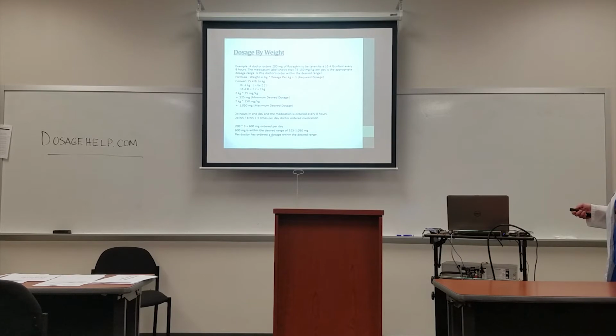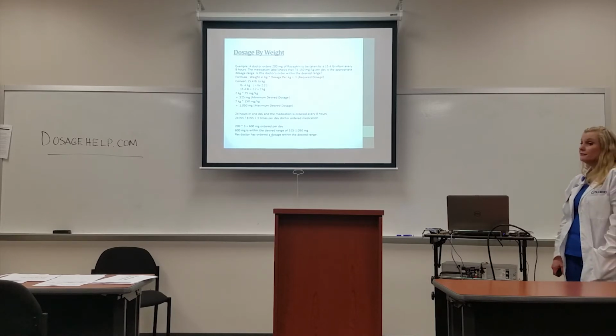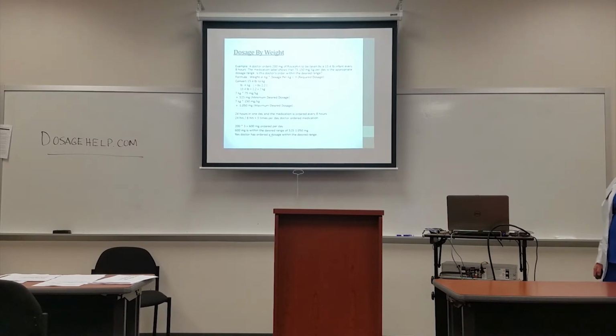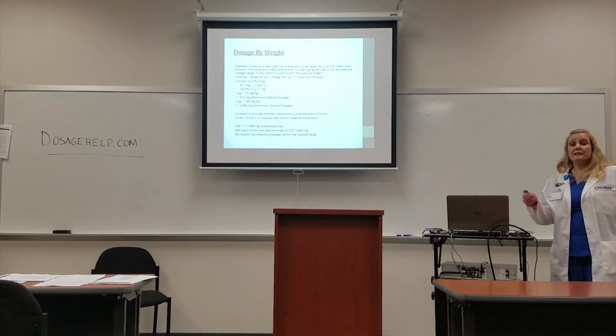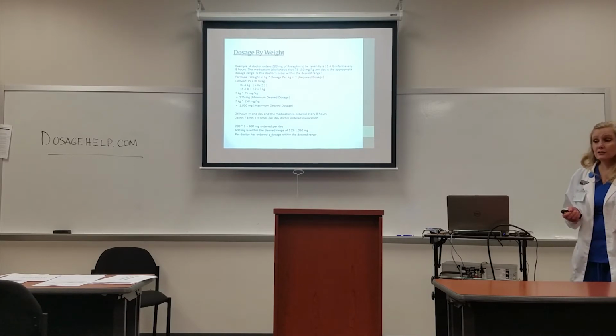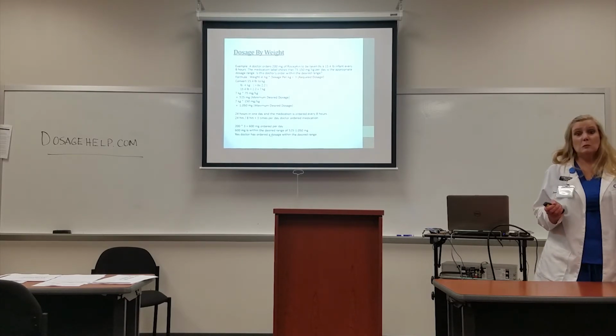So I'm going to take 200 and I'm multiplying by 3 is 600. 600 milligrams ordered by day. So I look at 600 milligrams ordered per day. Is that within the desired range of 525 and 1,050? So yes. So I've just done everything, all these calculations, all these steps, and I've forgotten what the question even asked me.